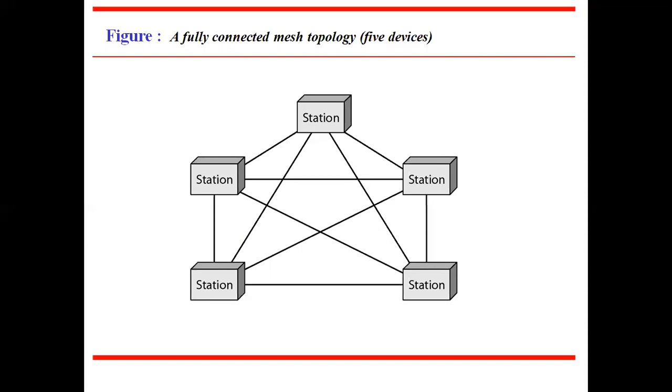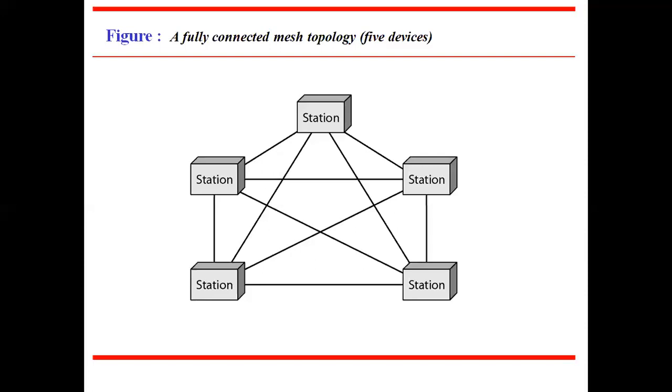1. The use of dedicated links guarantees that each connection can carry its own data load, thus eliminating traffic problems. Second, the mesh topology is robust. If one link becomes unusable, it does not incapacitate the entire system. Third, it provides privacy and security. Fourth, point-to-point links make fault identification and fault isolation easy.